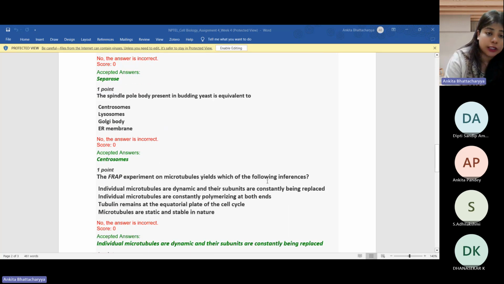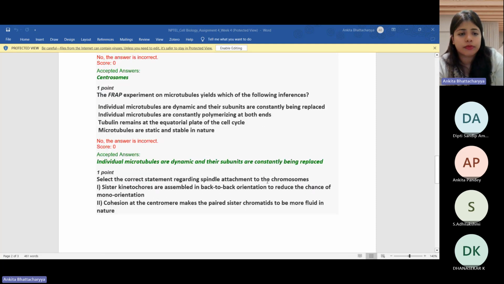The spindle pole body that is present in budding yeast is equivalent to which of the higher animal or mammalian structures? Centrosomes, lysosomes, Golgi body, and ER membrane. Of course, the spindle pole is equivalent to centrosomes in mammalian cells, because that is the region from where you can see the attachment with the mitotic spindle. So centrosomes and spindle poles are analogs or equivalents of each other. That would be the correct option.